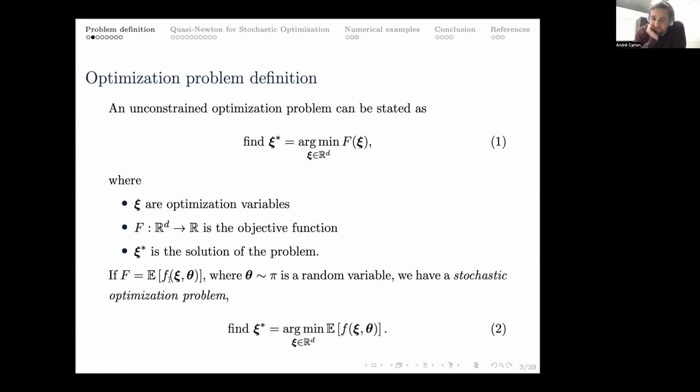Now of our interest is the kind of problem where f is given by the expectation of some function here denoted as lowercase f, that is also a function of some random variable here denoted as theta, where even if we don't know the distribution, we assume that we can sample theta from the distribution. And then we have our stochastic optimization problem here in equation 2, where we have the expectation here.